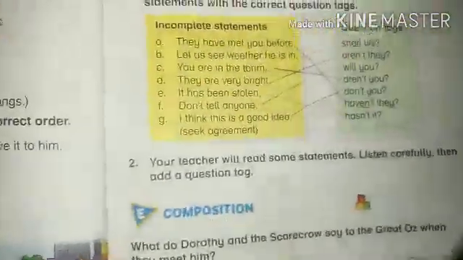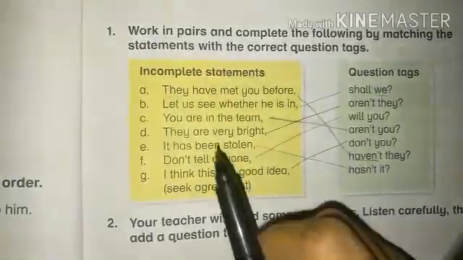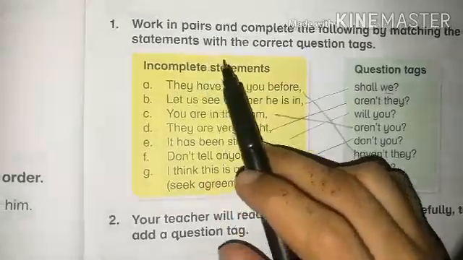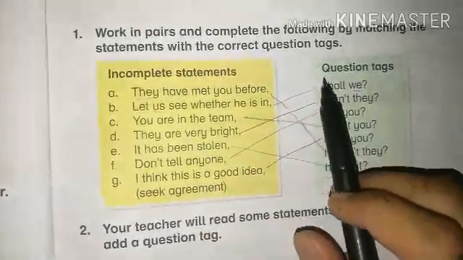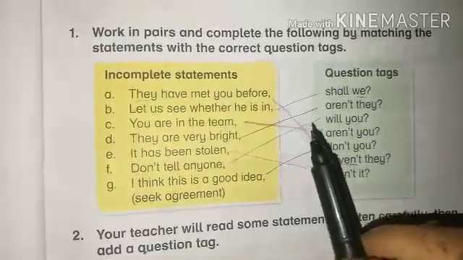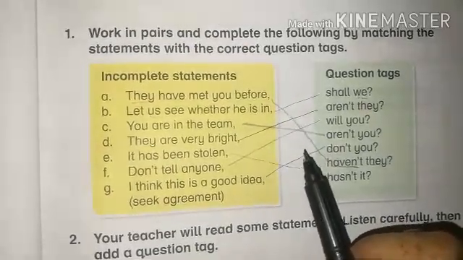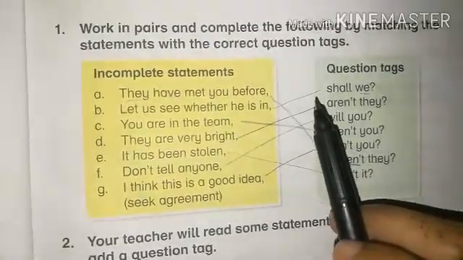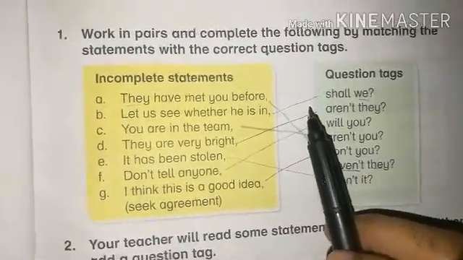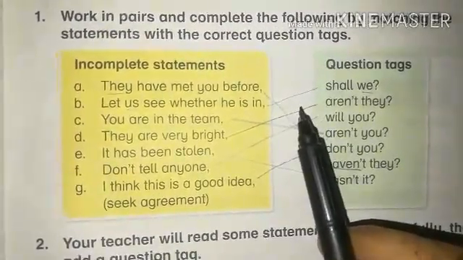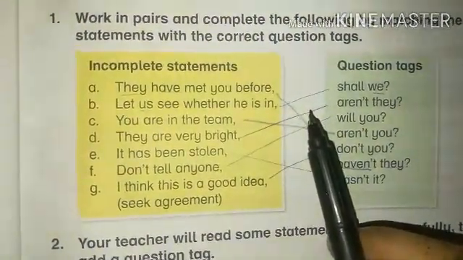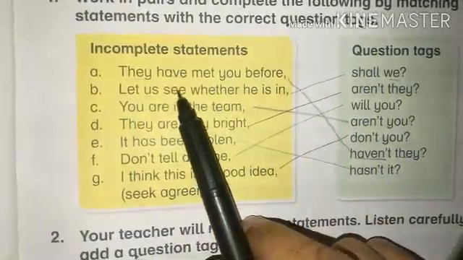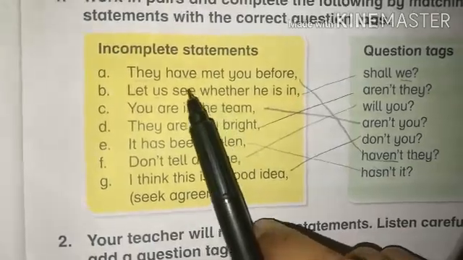Now let's come towards question number 1, that is: work in pairs and complete the following by matching the statements with the correct question tags. Here you have to match the statements with the correct question tags. You can do it by making a pair or having a conversation between you and your classmate, your friend or any family member. So these are incomplete statements. We have to complete them by adding a correct question tag.